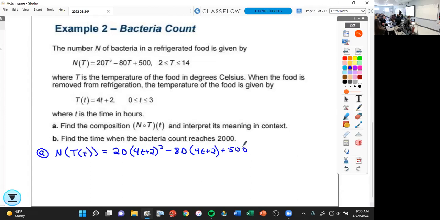Are all those parentheses necessary? Absolutely necessary, right? All right, let's go ahead and simplify this. 20 times, I have (4t plus 2) squared. First times first.